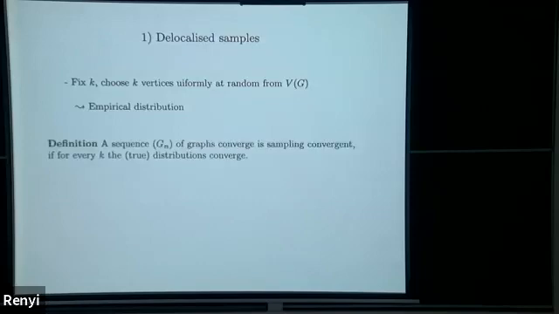And you can then say that the sequence of graphs will converge. So the sequence is said to be sampling convergent in this sampling sense if for every single integer k, the true distributions on the set of k vertex graphs converge. Okay, so for every single k, I look at this thing.